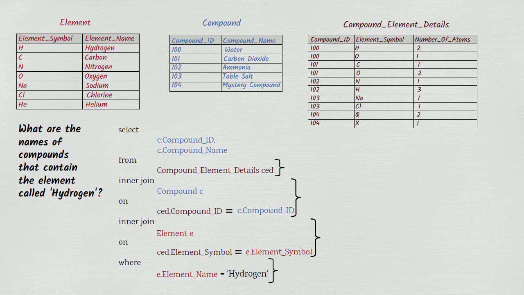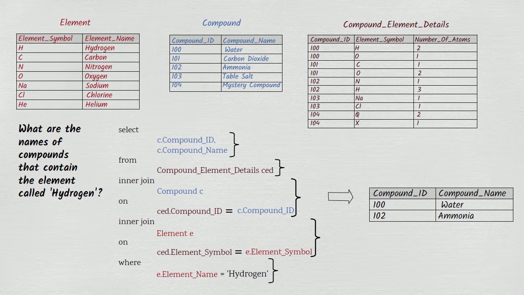Finally, when it comes to answering our question, we don't care about every single column from every one of the three joined tables. For example, we're not interested in the number of atoms column. We're only interested in compound ID and compound name from the compound table. So we ask the database to show us just those columns. This is the result we were looking for, compounds containing the element called hydrogen.